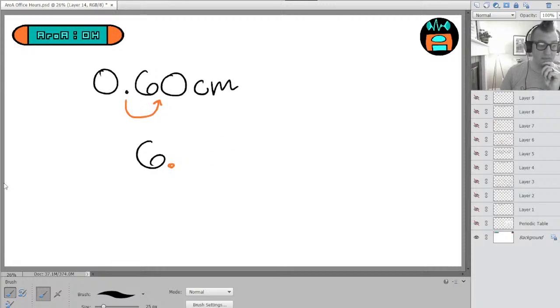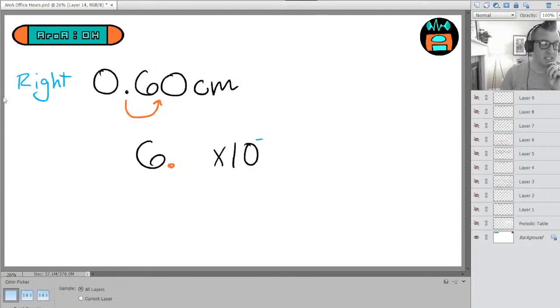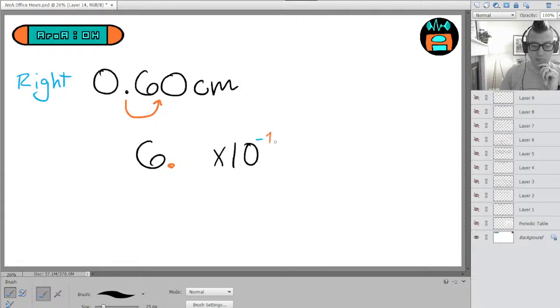When it comes to the power of 10 that we're going to use, we moved our decimal space 1 over and we moved it to the right, which means it's going to have a negative sign. So it's going to be times 10 to the negative 1, right? Because we only moved that decimal place over 1. So in scientific notation, it's going to be 6 times 10 to the negative 1.